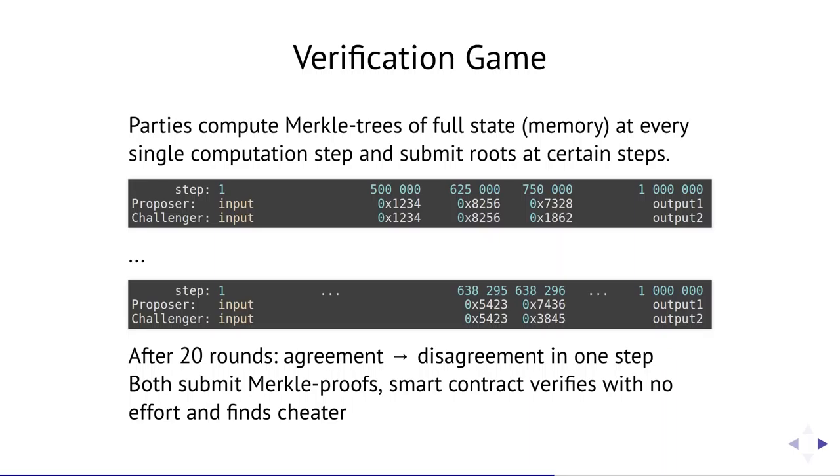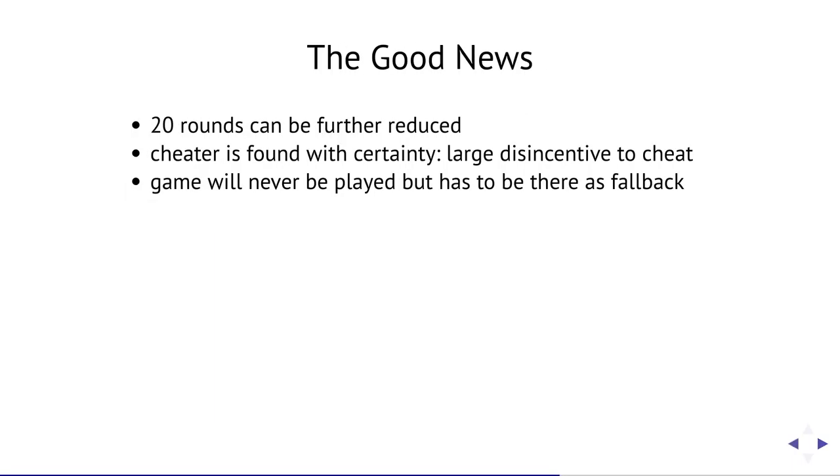Okay, so this takes 20 rounds, which is quite long, I would say. I mean, it's still tiny compared to 1 million steps. That's what I said: it has to be magnitudes faster on chain than actually running the full computation. But still, the good news is that these 20 rounds can be further reduced. And furthermore, the cheater is found with certainty. There's no way to get around that.